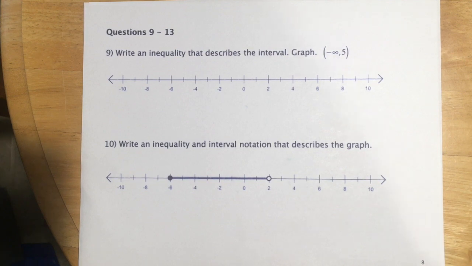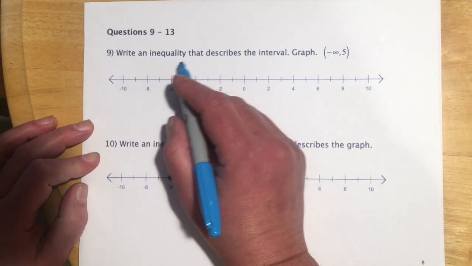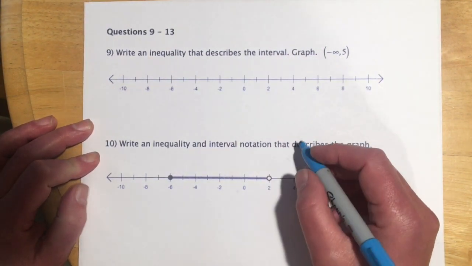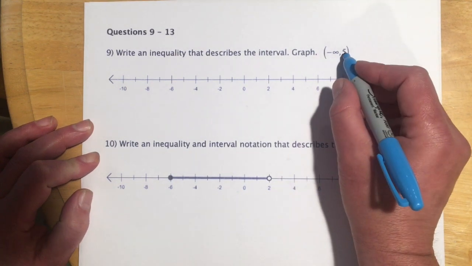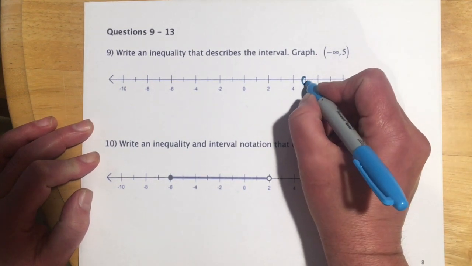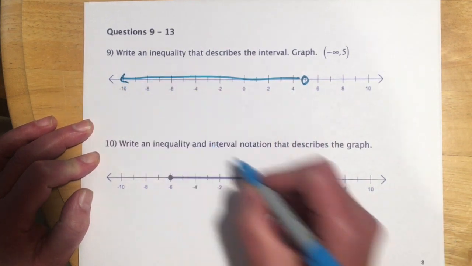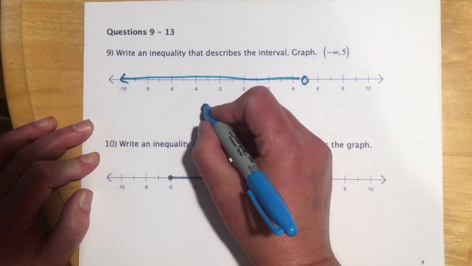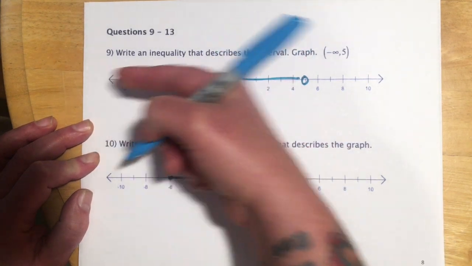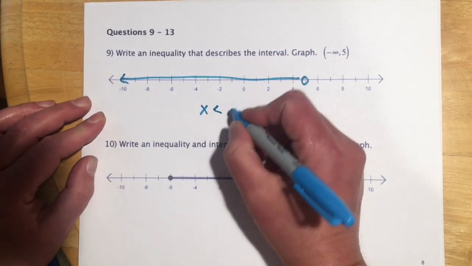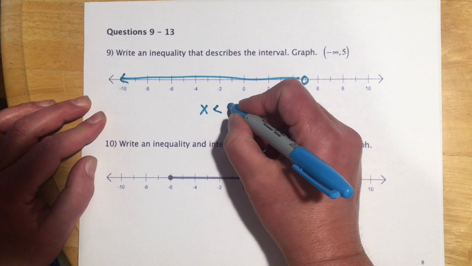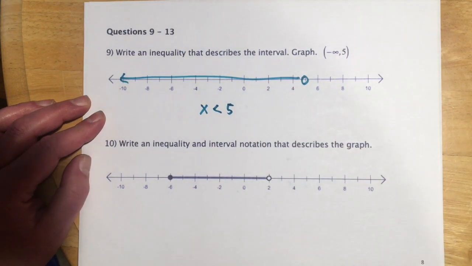These are the ones that have you guys try. So write an inequality that describes the interval of graph. So from negative infinity up to 5, so there's 5. And then my graph would be going that way. So in this case, the x is less than, right? Because the arrow is going that way. Not equal to, though, 5.